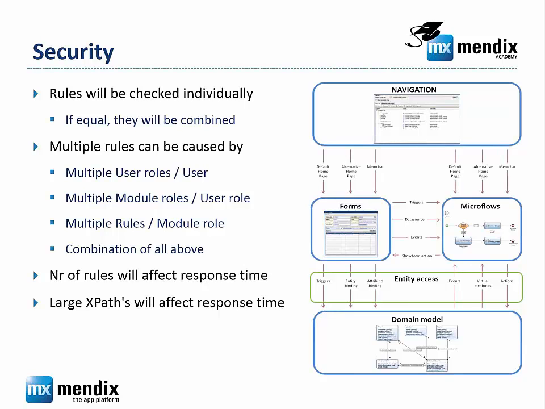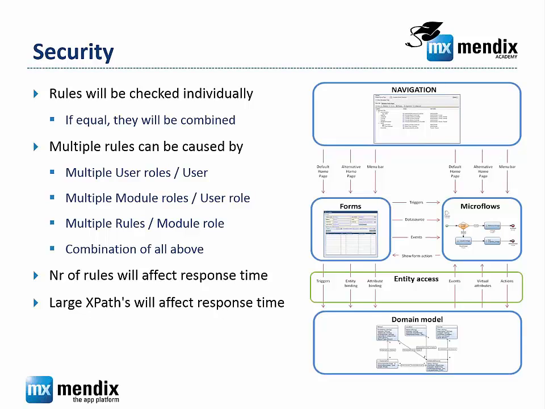So rules are checked individually, but if they're equal, obviously they're combined. You can have multiple rules that are caused by having either multiple user roles per user. So let's say Joe from the company has 20 user roles, or you could have multiple module roles per user role, or you could have multiple rules per module role.